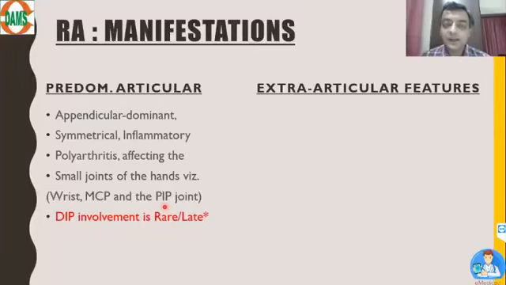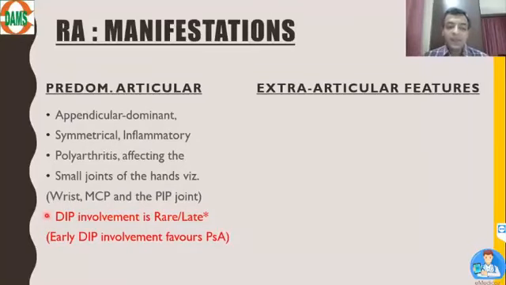Change the color to red and write down DIP involvement. Write the point here, a different point: DIP, the distal interphalangeal joint, involvement is rare and late in the disease. We want to know that distal interphalangeal joint involvement is rare or late in the disease. Okay, this is the second slide we are doing.